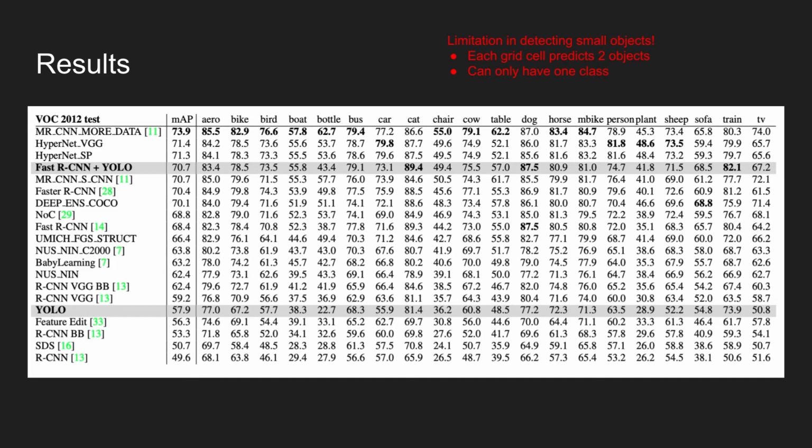This is because the model imposes strong spatial constraints on bounding box predictions, since each grid cell only predicts 2 boxes and can only have 1 class. This spatial constraint limits the number of nearby objects that the model can predict. The model struggles with small objects that appear in groups, such as flocks of birds.